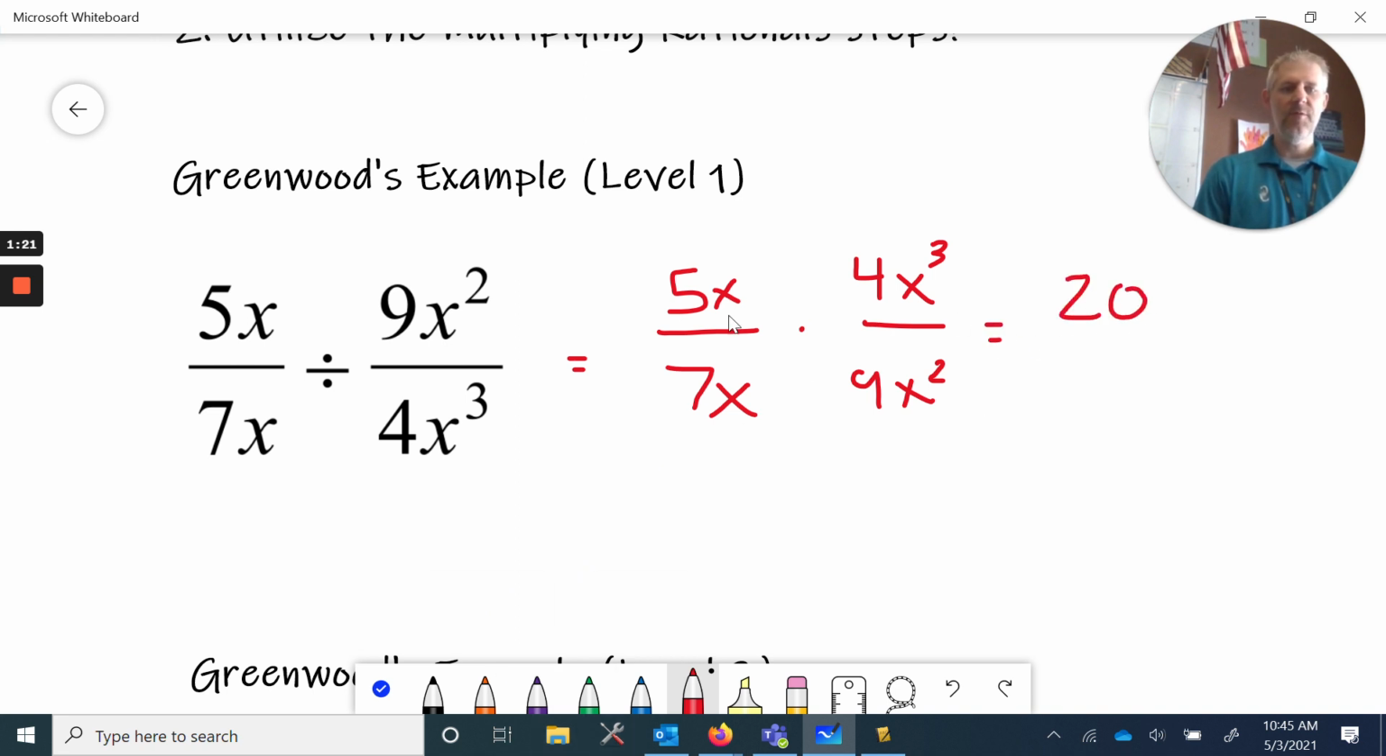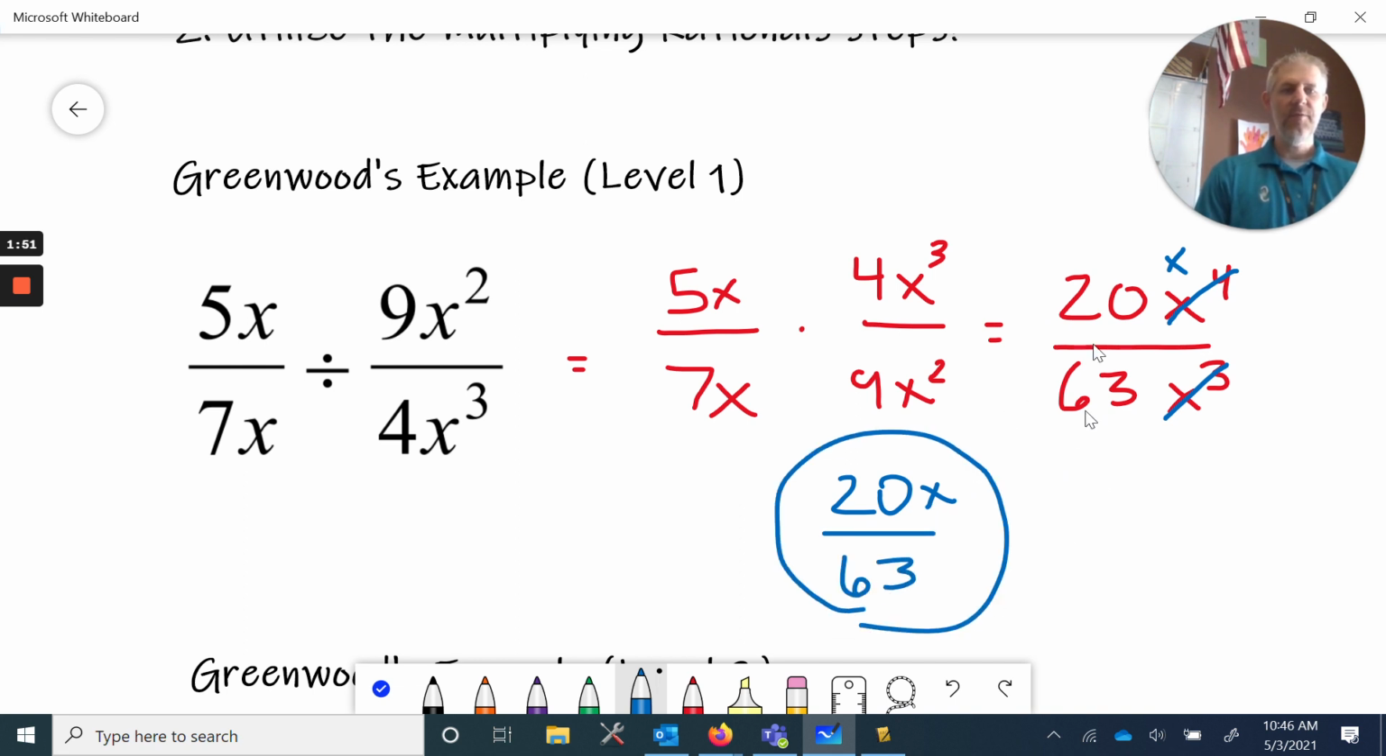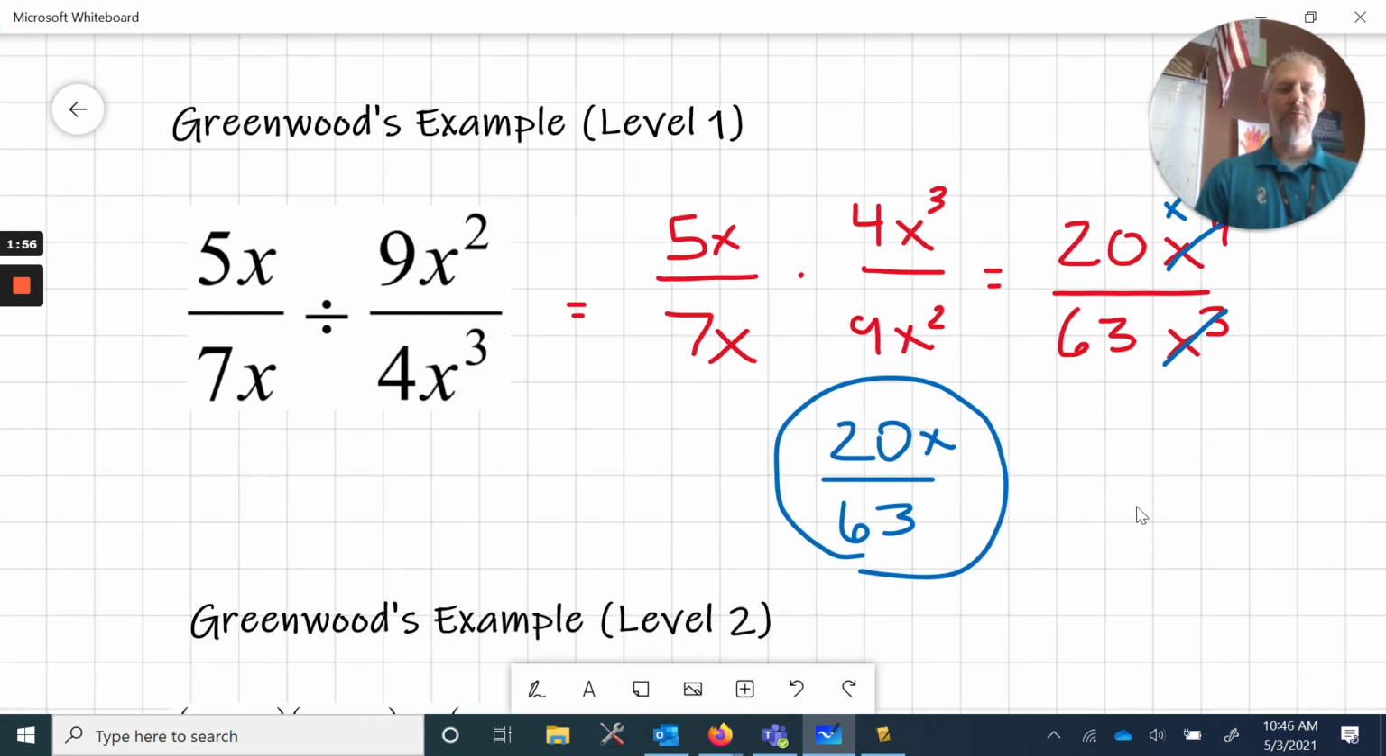So we'll go 5 times 4 is 20. X times x to the third will give me x to the fourth. 7 times 9 is 63. X times x squared gives me x to the third. So now we'll look for common things to cancel. I can cancel those 3 x's, cancel 3 of those 4, leaving 1 x left over. I'm thinking about factors of 20 and 63. I don't think there's anything in common. So my final solution would be 20x over 63. And again, remember, you can find the common factors on your factor pair chart. Okay, so there's a level 1 example, monomials.